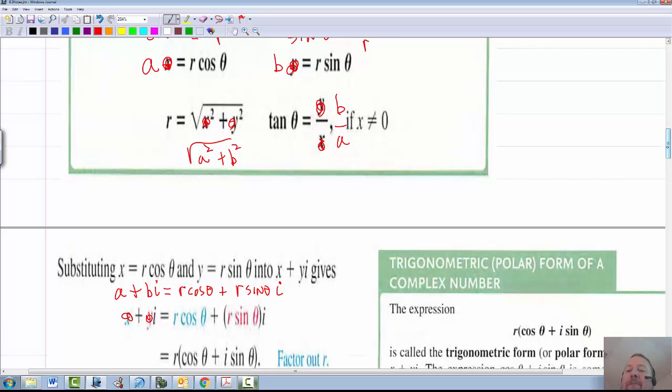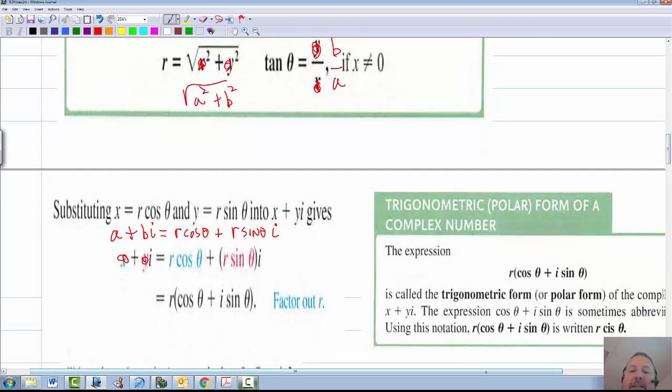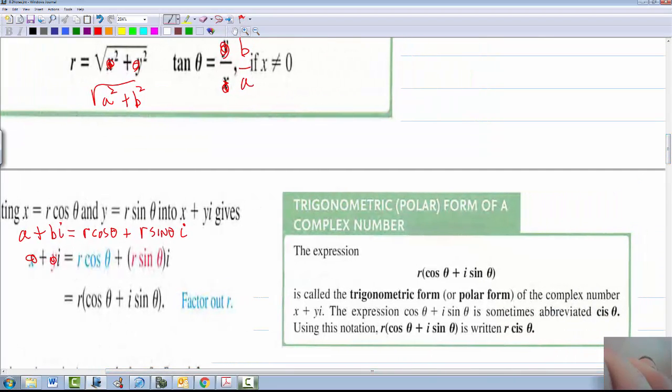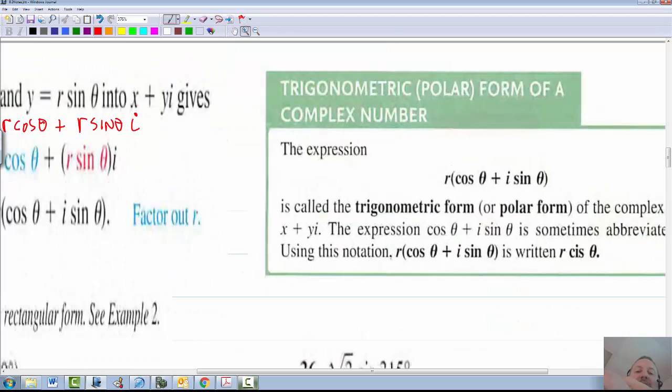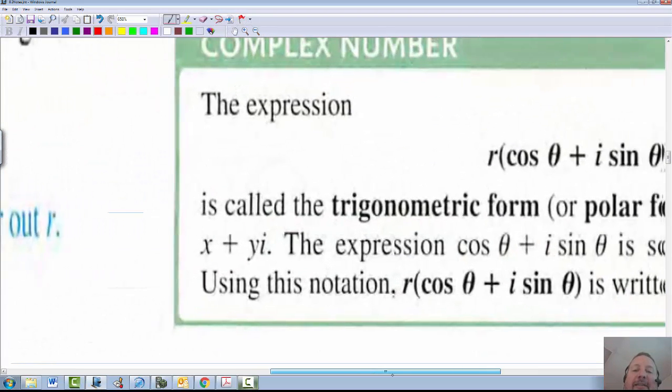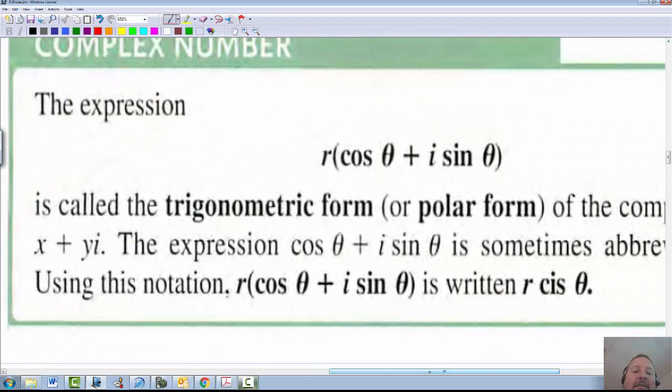Now, notice this. This is mathematician laziness. So what we could do is if we notice that there's an r in common, we could pull that r out, and then what mathematicians do is rewrite this in this format. And I'm going to do that for every single question. All you have to do is be able to read it.